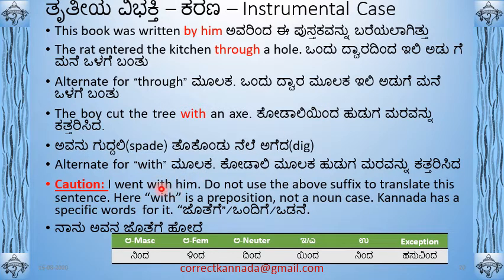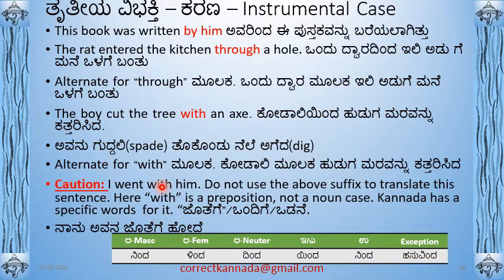There are three options for it in Kannada. One is called jote. Avana jote means with him. Nanu avana jote hode: Nanu is I, avana jote is with him, together. Hode means I went. This is the past tense of hogu. So hogu means go, and hode is the past tense, so it's I went.